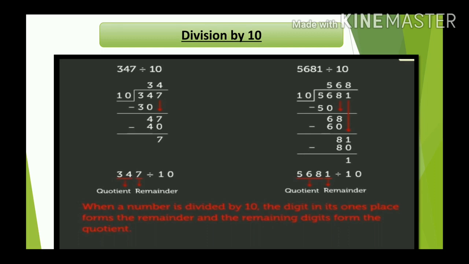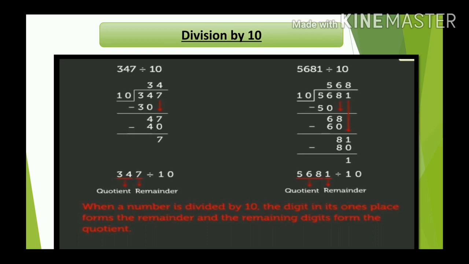Now division by 10. How will you divide numbers by 10? Here I have taken some examples. 347 divided by 10. Here you can see the division I have done. After dividing you get 34 as the quotient and 7 as the remainder.